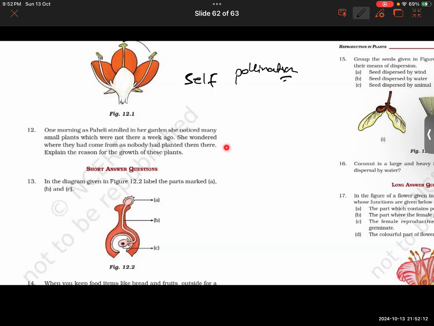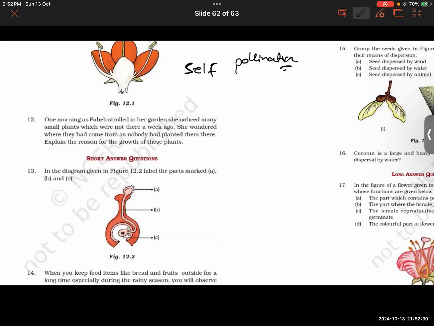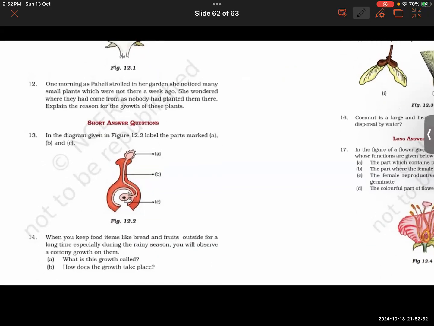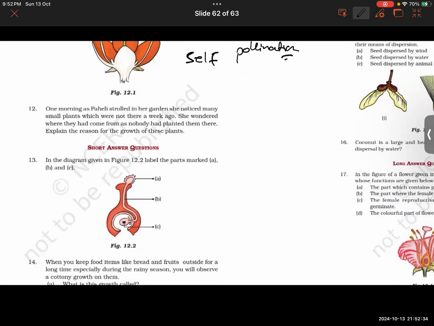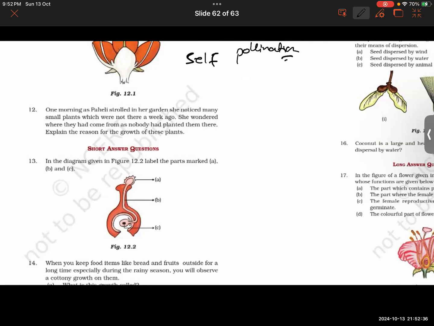Getting it now? Wind might have carried that seed into her garden, or some insects might have brought that. So the more appropriate answer, I think, is that the seeds of that plant could have been brought by the action of the wind or the insects or the birds. Sir, but is grass also correct? Grass, I think we can take this as correct.